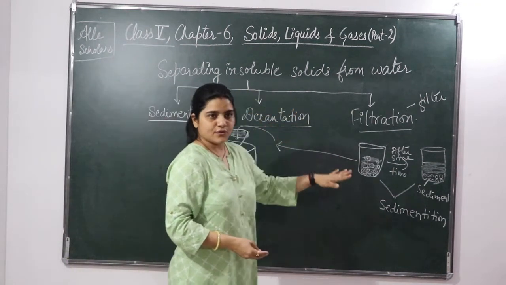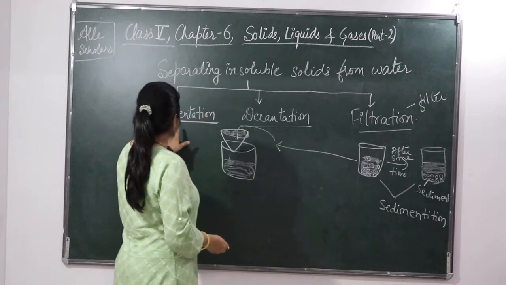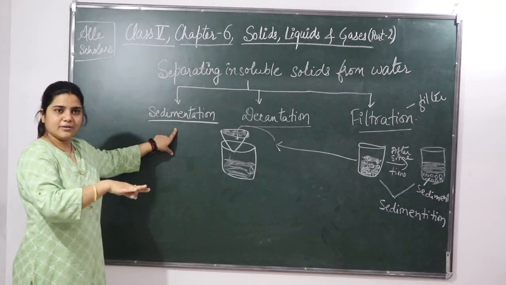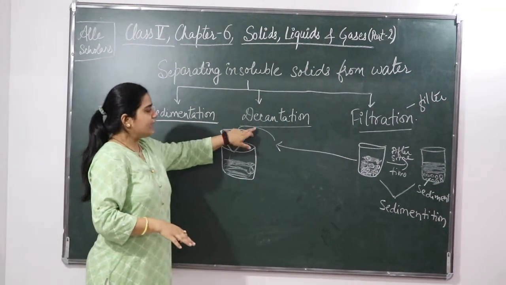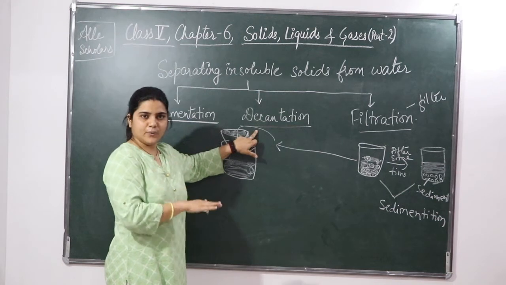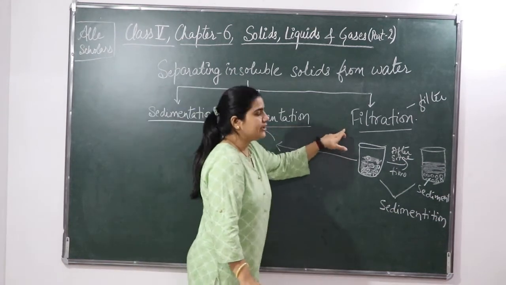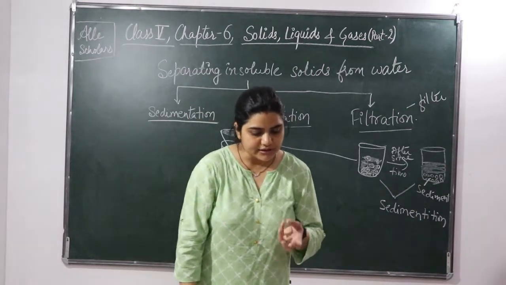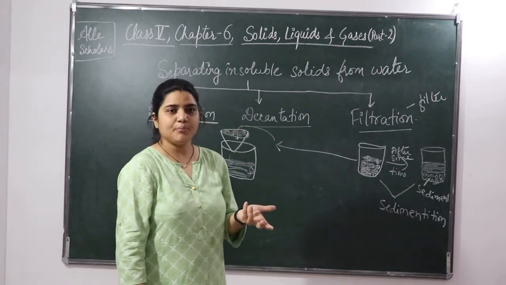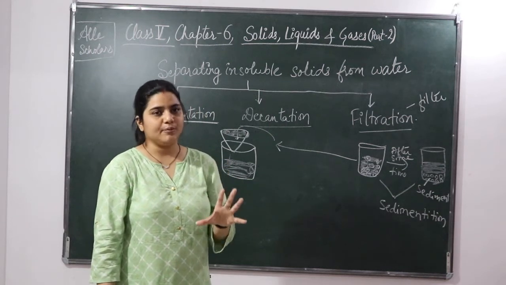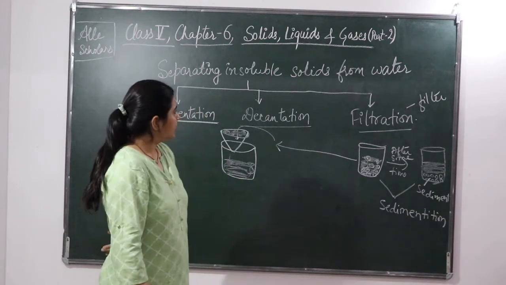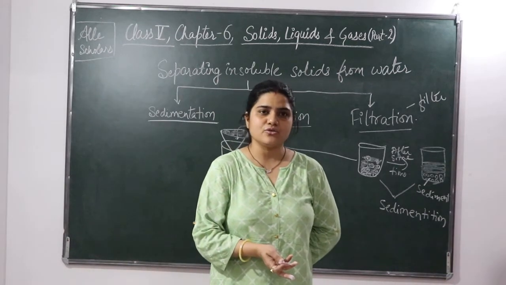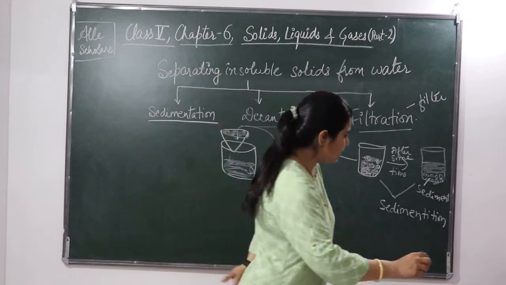Separating insoluble solids from liquid. In this we have learned the topic sedimentation, in which the sediment settles down at the bottom. Decantation is a method in which the clear liquid is removed, and in filtration we use some filter. That can be any kind of filter, the process of removing insoluble impurities from water with the help of a filter. Okay, so this was about insoluble solids. Now we will see how we can separate the soluble solids.